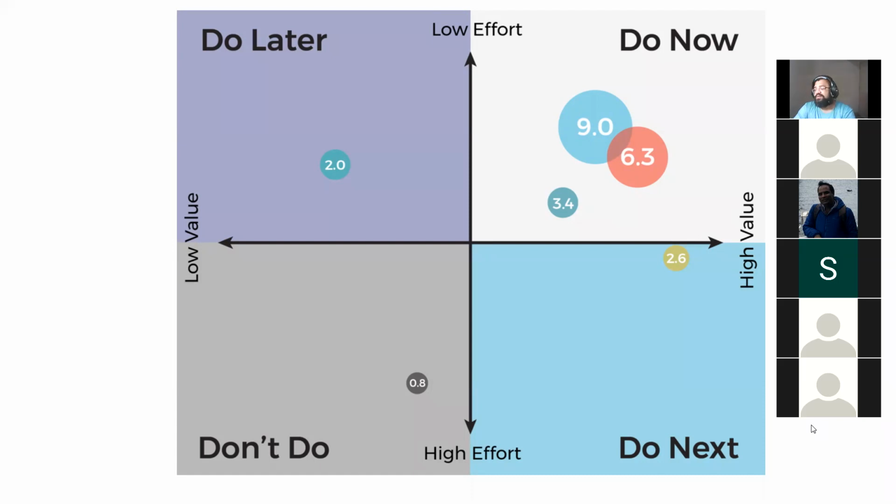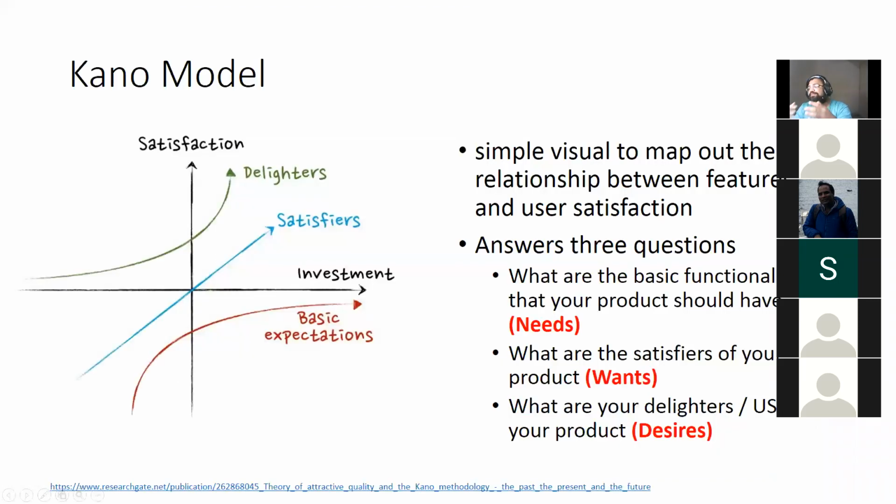Okay. So if we go to the next model, that is the Kano model, which is very simple. It will give you what is the basic expectation.